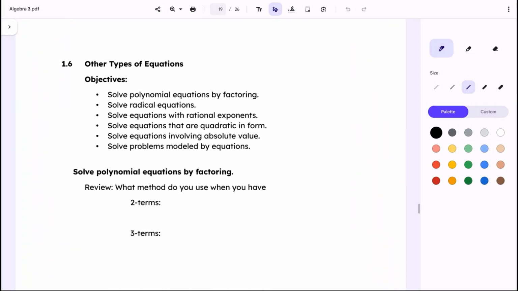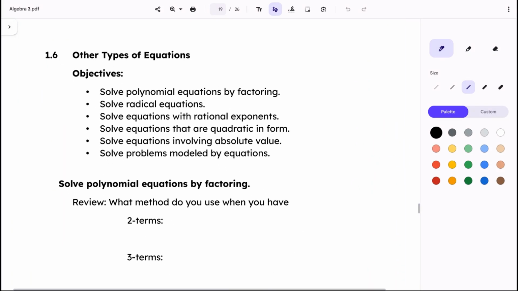Okay, so the last couple of sections are not necessarily specific to the quadratic form that we've been talking about in the last section or even earlier in this unit when we were factoring. We're going to talk about some other types of equations that will show up.